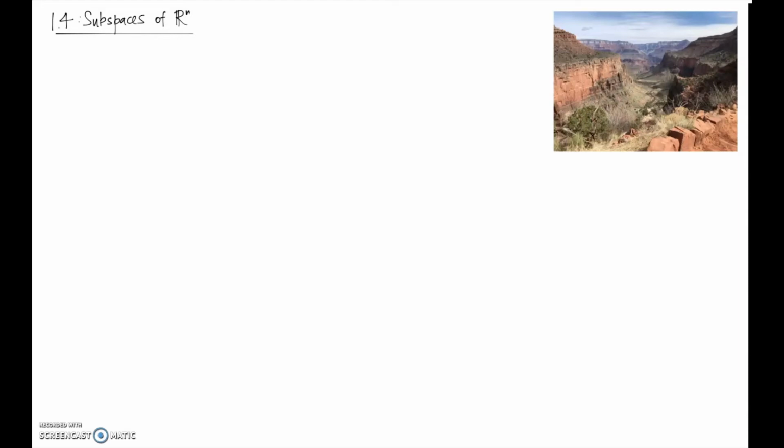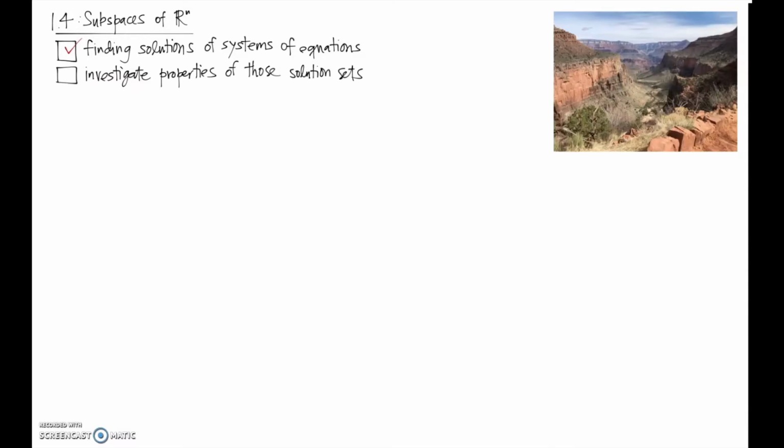We are now talking about subspaces of Rn of class, finding solutions of systems of equations. And then we spent the next section, section 1.3, investigating properties of those solution sets. And we're going to keep doing that. We haven't done that completely, but at least we got a good start in section 1.3. So we've kind of started this.